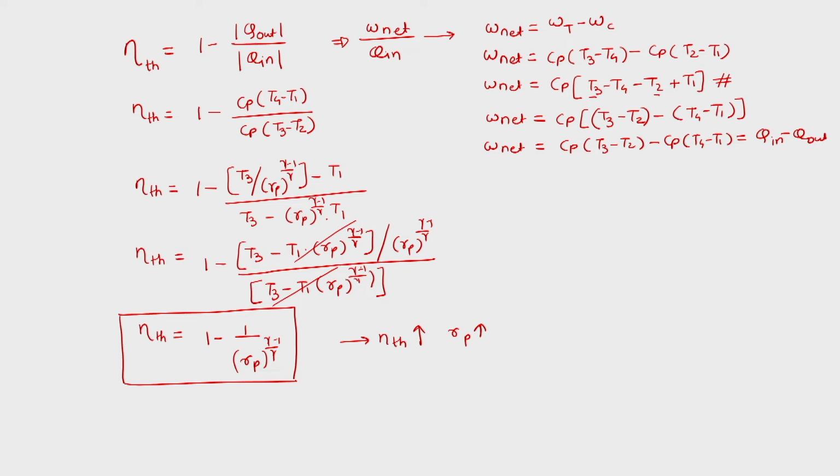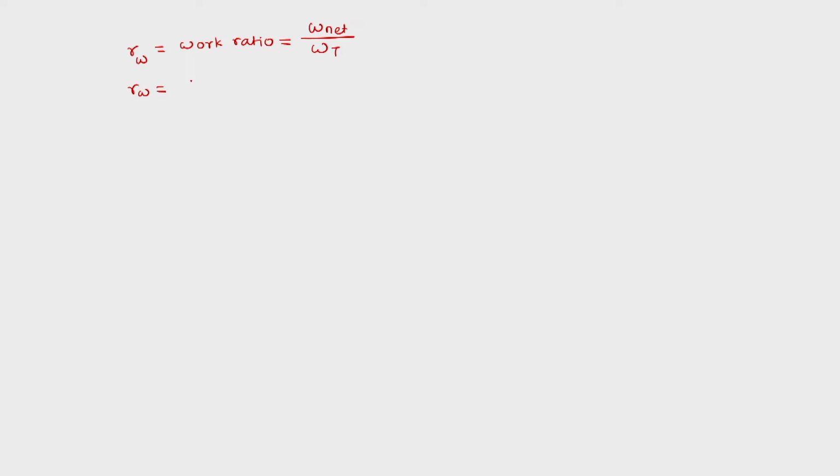Now we will go for the next derivation, which is for the work ratio. Once this formula is derived, we have to find out the next performance parameter for the Brayton cycle, and that next performance parameter is work ratio. I will denote it RW, which is work ratio, and work ratio is, we have said, W net upon Wt, which is net work upon turbine work. We have found out what net work is.